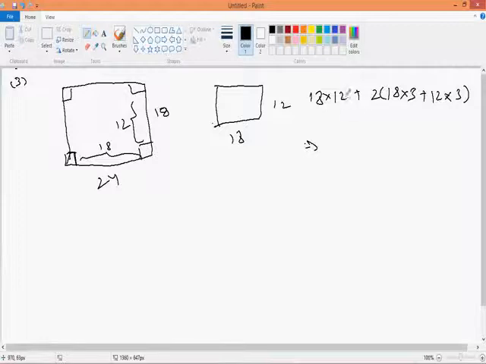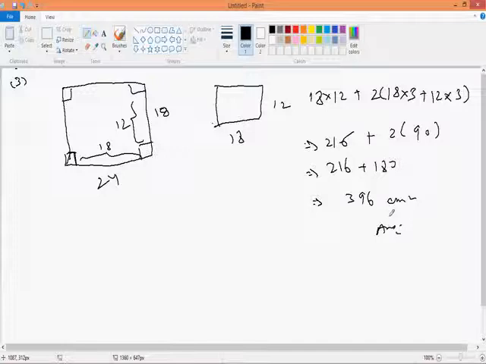So let us calculate. 12 times 18 is 216, plus twice of 54 plus 36. It comes out as 90. So 216 plus 180 will come out as 396 square centimeter. Your answer. Now the next question.